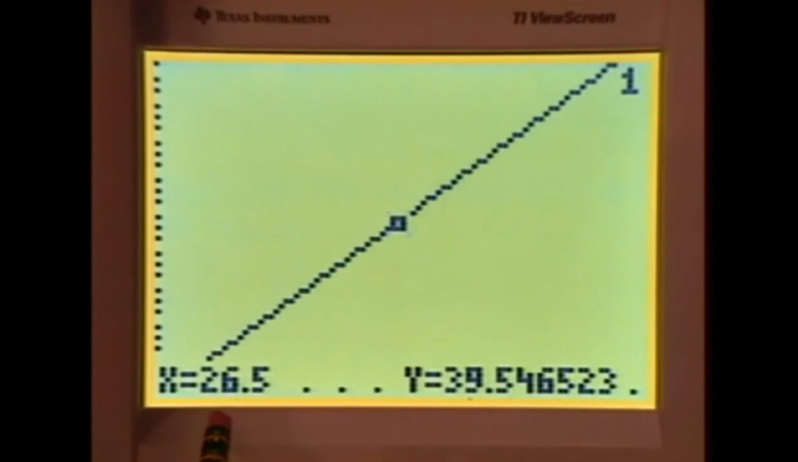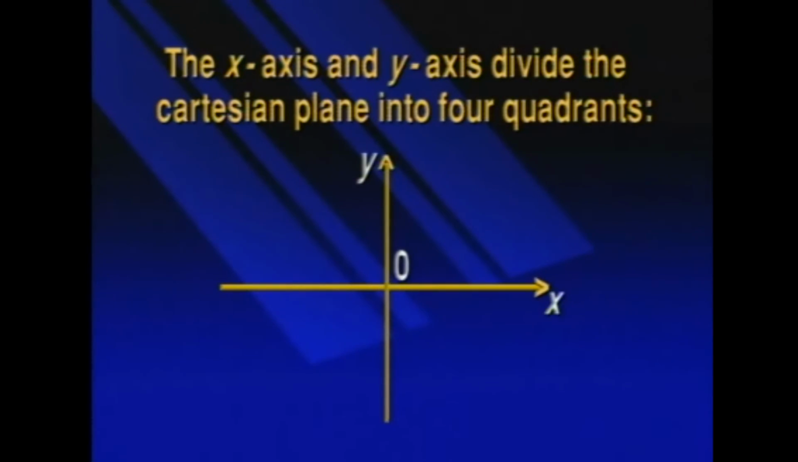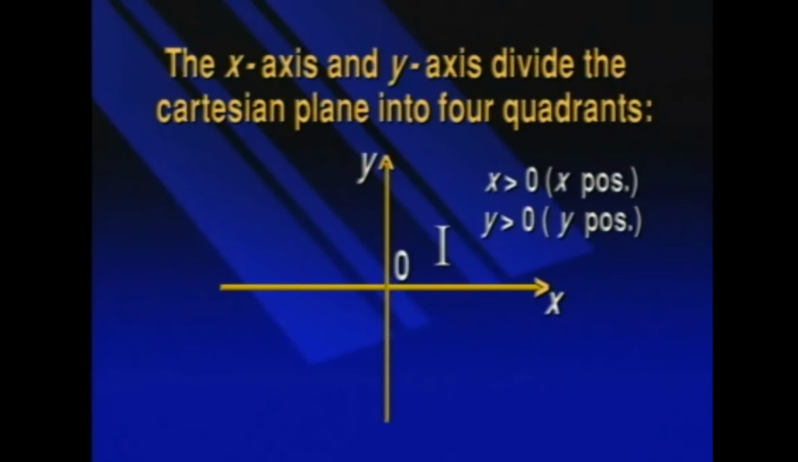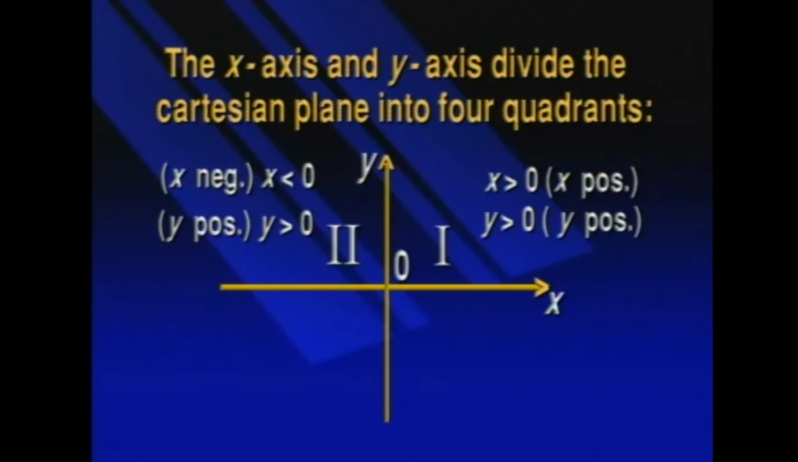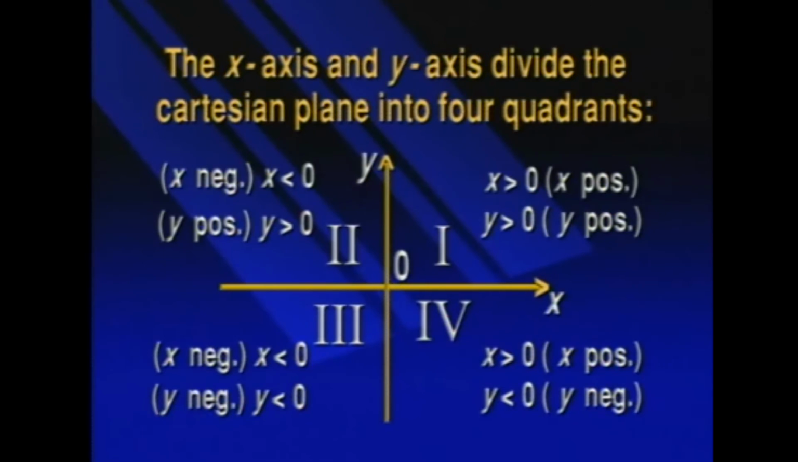and now the line is there, and I can trace it and find the arm length of a person that has this shoe size. Before we close, I'd like you to remember these basic facts. Number 1, that we have 4 quadrants. Quadrant 1, x positive, y positive. Quadrant 2, x negative, y positive. Quadrant 3, x negative, y negative. And quadrant 4, x positive and y negative.